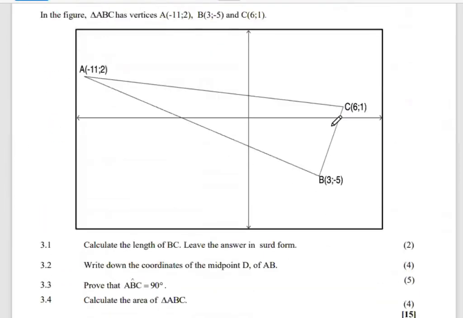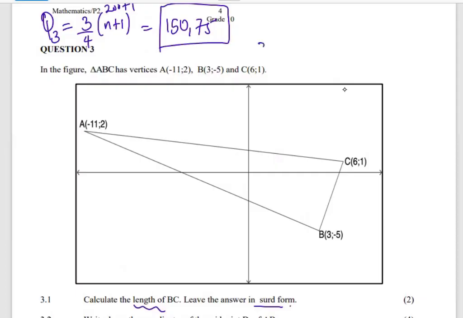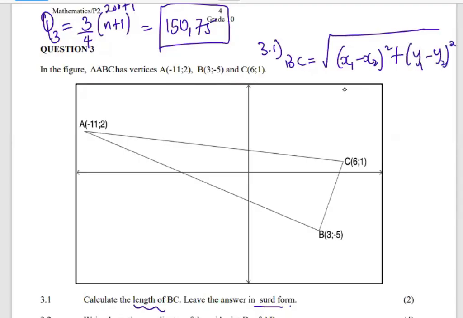Question number 3, which is the analytical geometry. In the figure, triangle ABC has vertices A, B, and C. Calculate the length. So when they ask for length, that's the distance. Leave your answer in surd form. So we know that we can use what we call the distance formula. So BC should be the square root of x1 minus x2 squared plus y1 minus y2 squared. Let's do the substitution. We're looking for BC. So if this is x1, y1, this is going to be x2, y2. So that's going to be 3 minus 6 but squared plus negative 5 minus 1 squared.